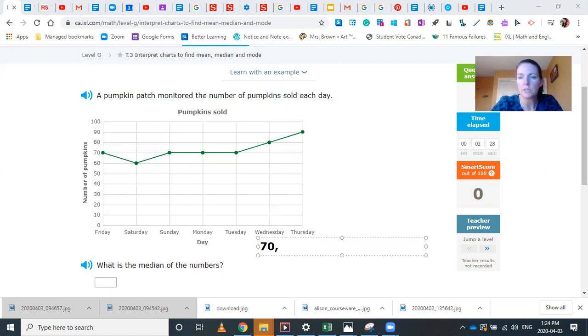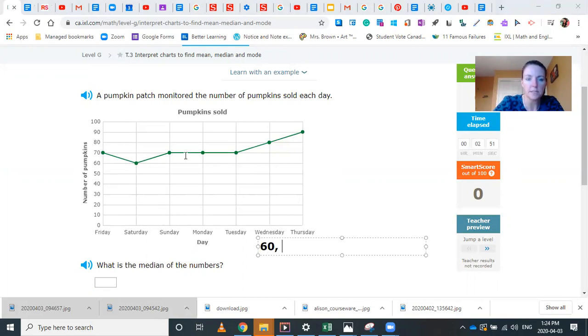At the moment, we can just write down exactly what we see. In fact, we can do it all in one go. It may be easier that way. So let's have a look. You want to start, obviously, with the smallest number first. So whatever is at the bottom of the chart, here's a 60. That is the lowest point on my chart. So I'm going to write down 60.